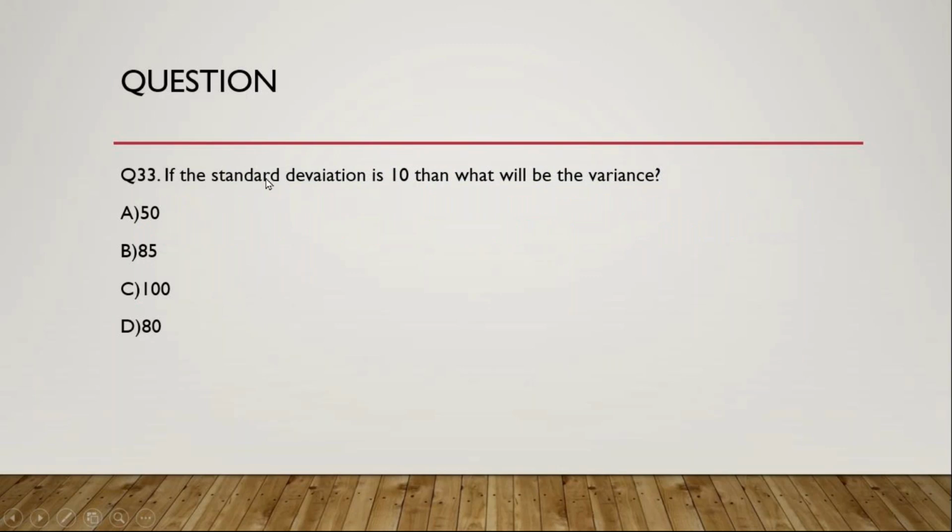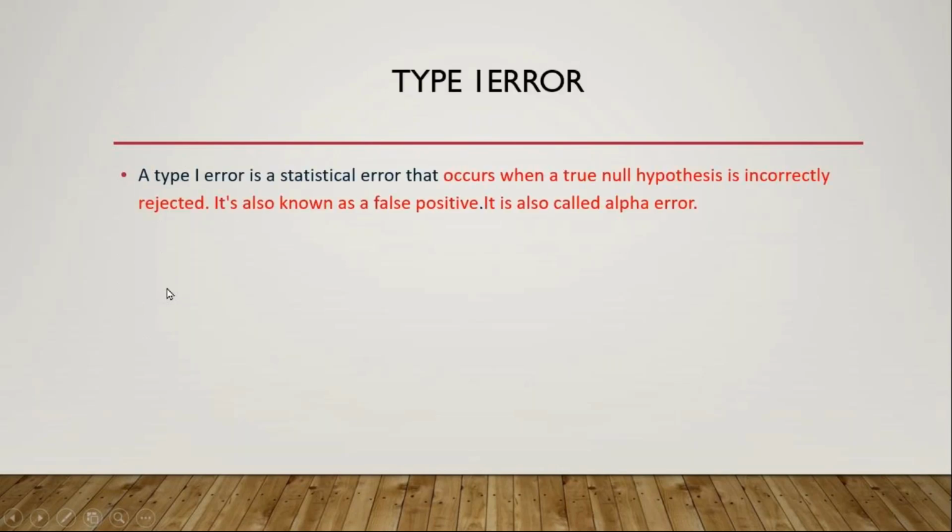So question, if the standard deviation is 10, then what will be the variance? Option A 50, option B 85, option C 100, option D 80. So the answer is option C, 100. Yes, it is 10 whole square, so it is 100.